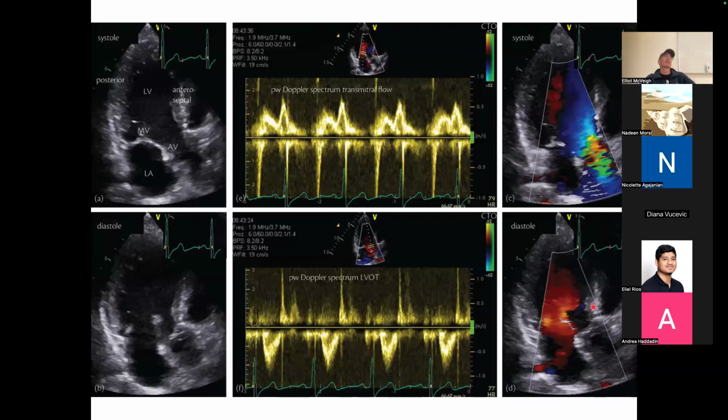And then when we look at the velocity when the left ventricle relaxes and opens up and sucks blood back into it from the left atrium, which is here, then all of that velocity turns red because it's coming from the atrium up towards the transducer. And so you can make a nice dynamic movie of these velocities.